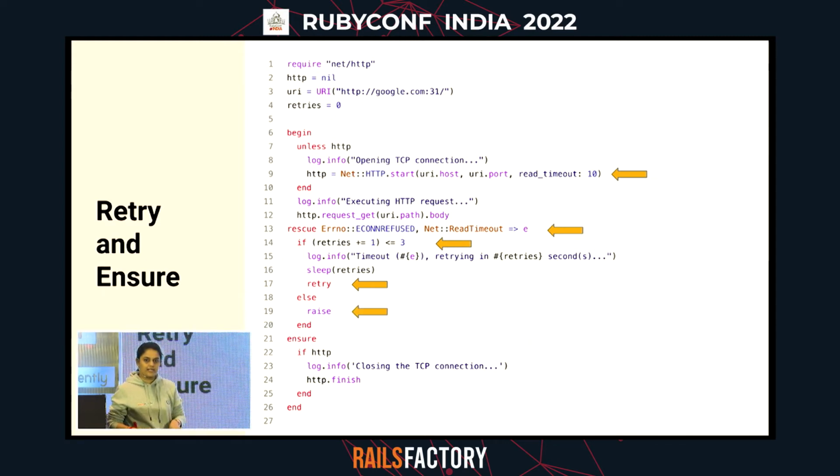After 3 retries, it will raise the last exception. Whether the exception has been rescued or not, the ensure block will make sure that the code under it will always run. Ensure helps with cleaning up resources, which otherwise might be left dangling.